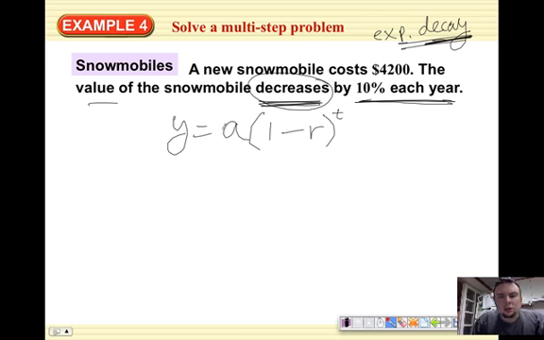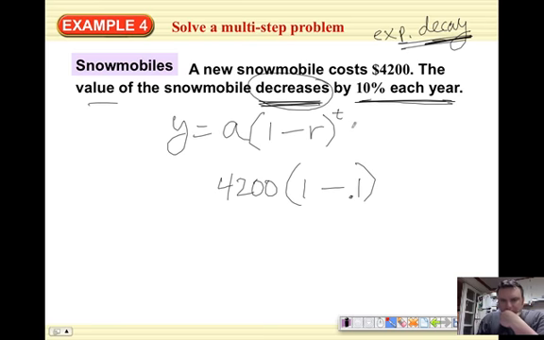So a is the initial amount. How much was it initially? A new snowmobile, 4,200. That's what it was initially. 1 minus my percentage rate, which is 10, but don't put 10 here. Put the decimal form of 10%, which is 0.10 or just 0.1, to the t power.